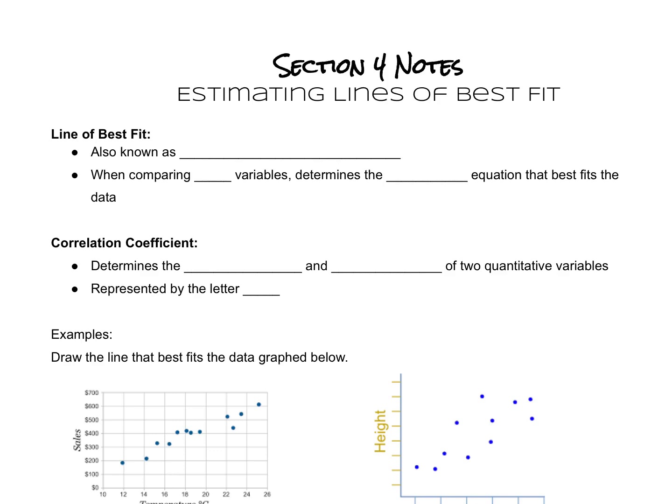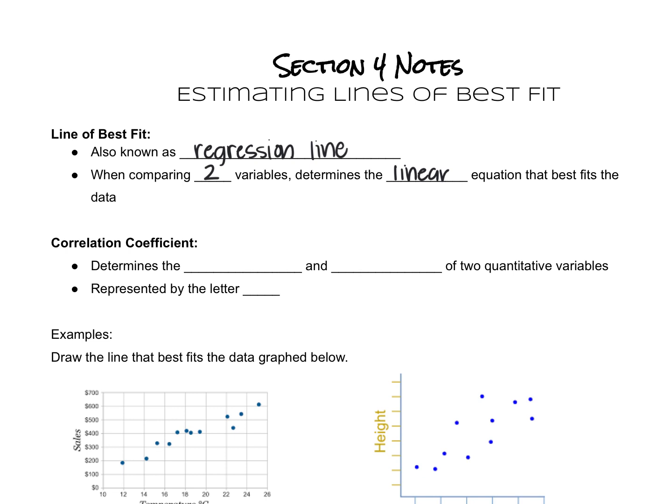In section 4, we're going to talk about estimating lines of best fit. A line of best fit is also known as a regression line. It is specifically used when you're comparing two variables, and it determines the linear equation that best fits the data. So it goes with our scatter plot.